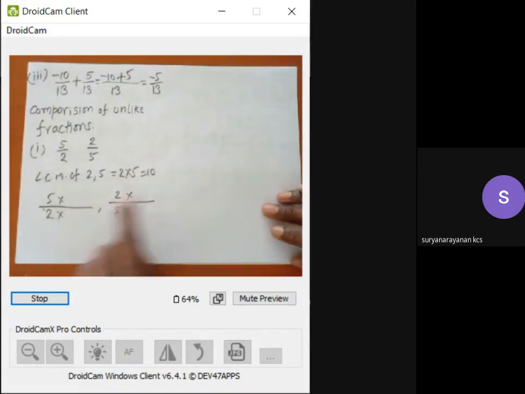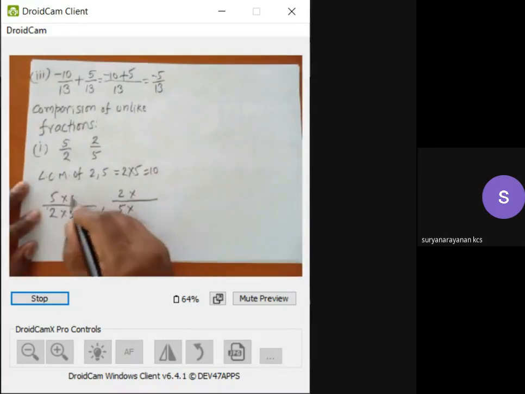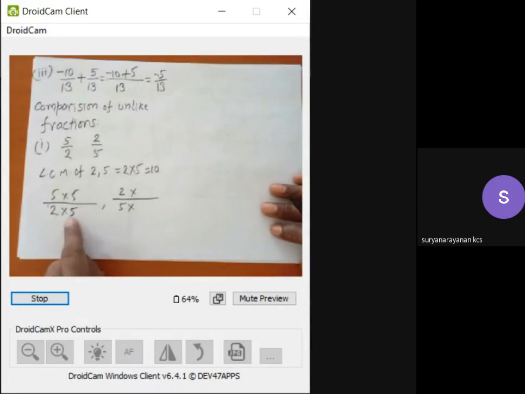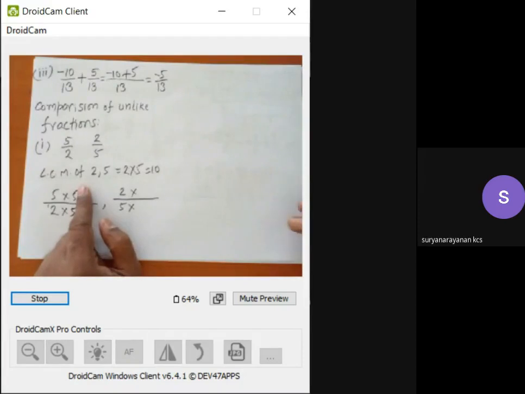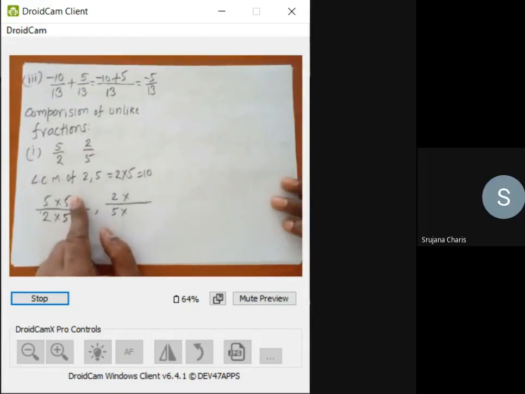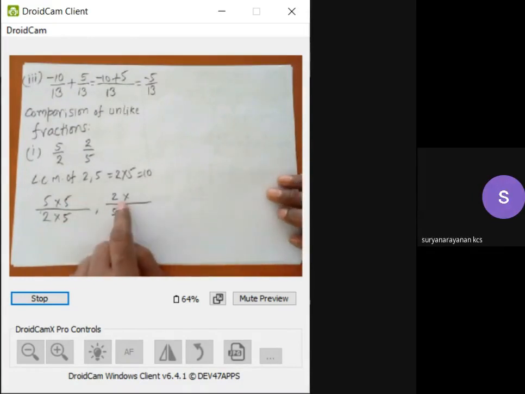Okay. Now come to the denominator. Here 2 into some number is equal to 10. What should we find? What should be written here? So 5. Yes, 5. To get this LCM, we should multiply this number by 5. So we write the same number in the numerator and in the denominator. Whatever number you are writing in the denominator, we should write the same number in the numerator. Got this point, my children? Yes, sir.